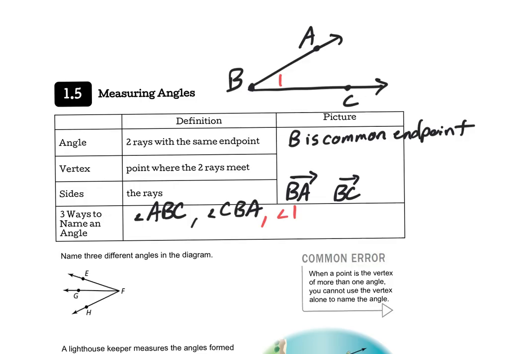And then the fourth way we can name it, as long as there's only one angle at B, is I could call this one angle B. Okay. All of those mean the same thing. So which one's more right than the other? None of them. Any of those would be possible ways to name that angle.